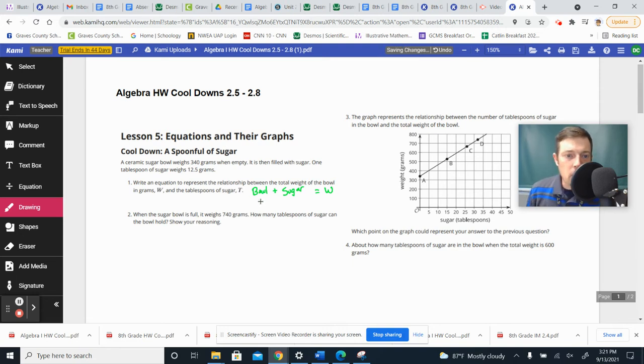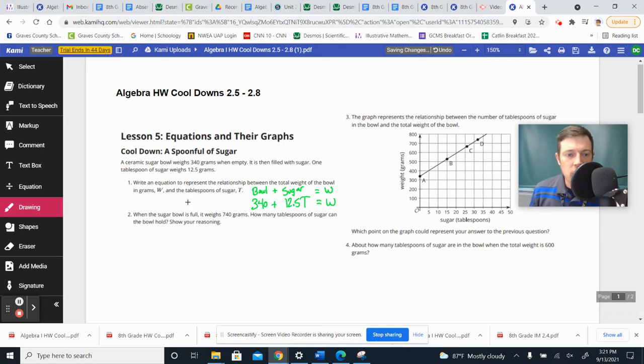Now, we know that the bowl is a constant 340 grams. That's not going to change. So that's going to be part of your equation. You just have to think of an expression to represent how much the sugar weighs depending on how many tablespoons of sugar are in there. Whenever you come up with that, you're going to place it right here. And since every tablespoon weighs 12 and a half grams, you would simply write the expression 12.5T, or 12.5 times T. There's our equation.